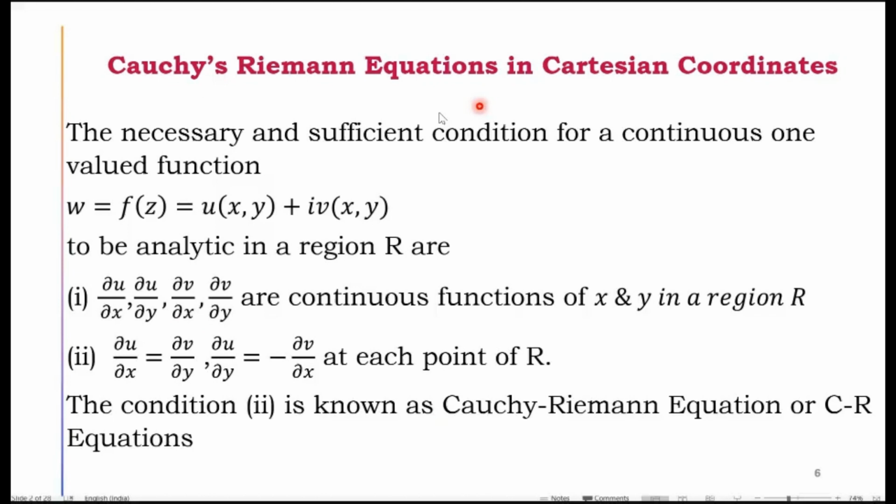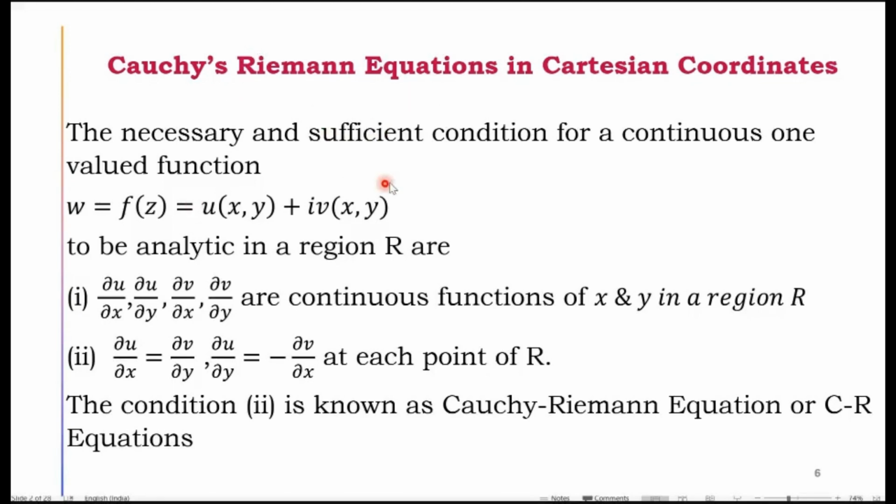Cauchy-Riemann equation in Cartesian coordinates. This is a very important theorem. In short, we say CR equations. Analytic functions means CR equations. The whole chapter deals with analytic functions and CR equations, the Cauchy-Riemann equation.